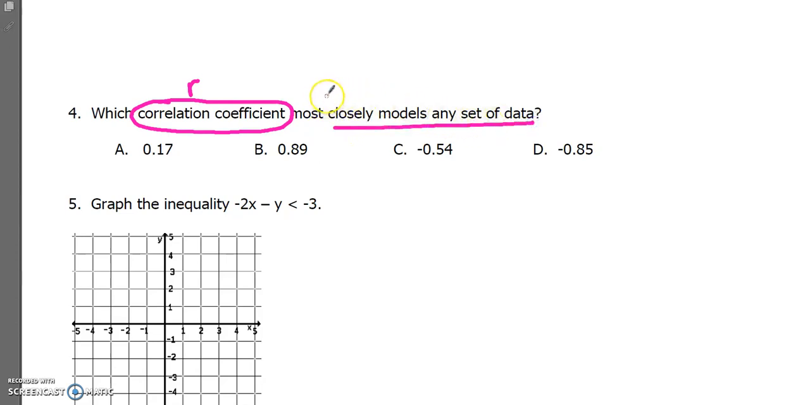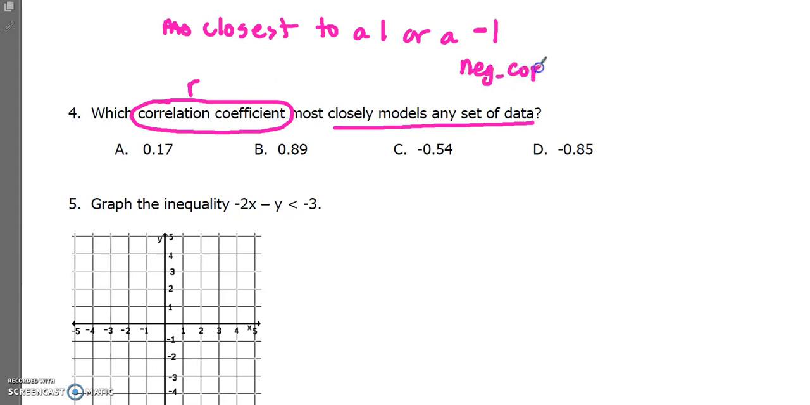So remember in our definition, it was the number that was closest to a 1 or a -1 that would be the one that most closely models the data. And remember, the negative was just merely the direction of the graph. In other words, this was a negative correlation, and that's all that sign meant. So for our purposes, we're going to ignore the negative sign then.